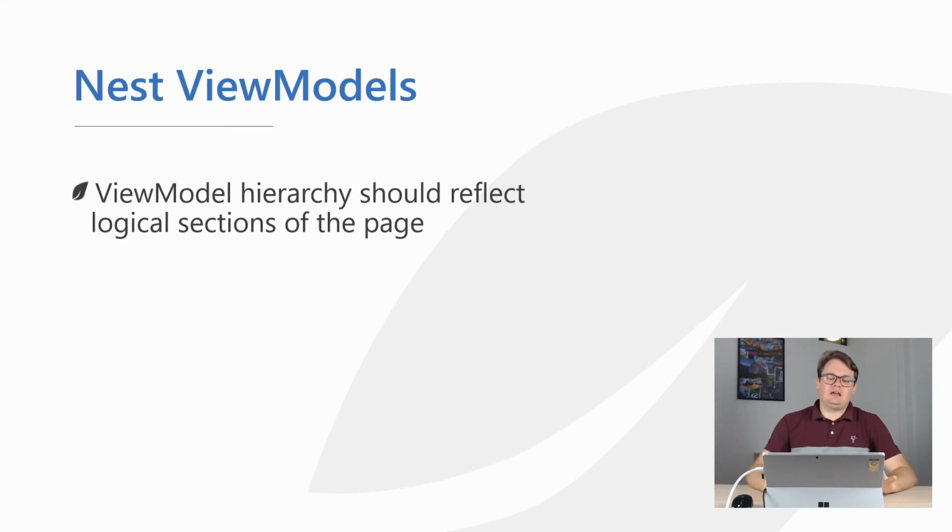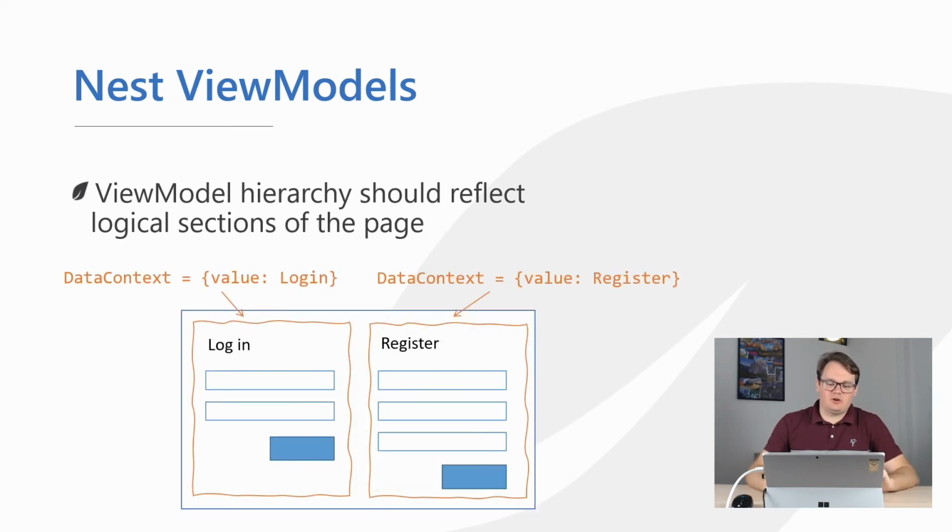Also, you should take advantage of nesting. If the page, for example, has multiple logical sections that are basically independent of each other, it makes sense to create separate view models for them from the beginning. Don't do it later, because later it can be much more complicated. Every view model will have some dependencies and you will have to tear those apart.